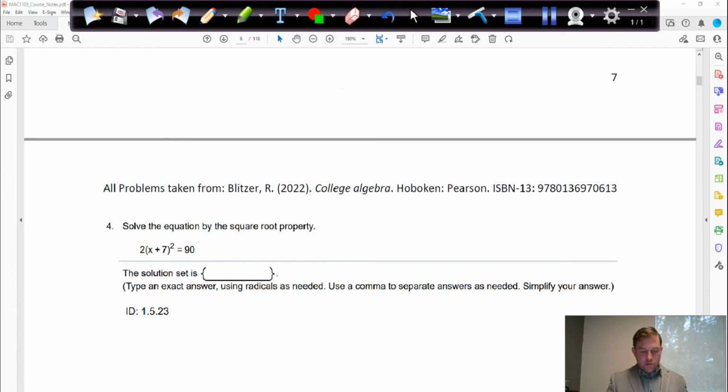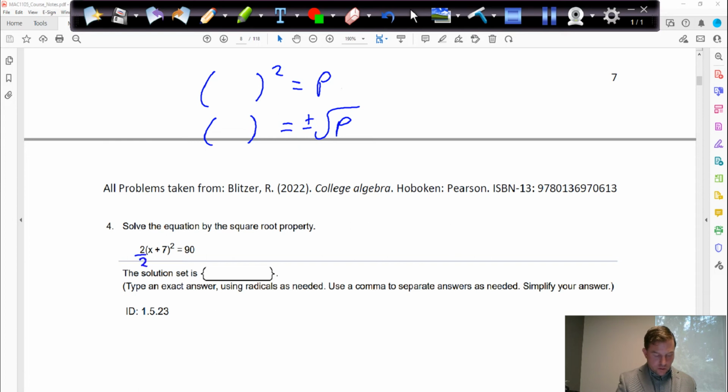What we want to do is try to use that principle we just learned about. We want to try to use the fact that if I have something squared, in fact, let me write it like that. If I have something squared equal a number, then I can get this by itself if I just square root both sides. So to do that, the first thing we have to do is get rid of this 2. So to get rid of that 2, we have to divide both sides by 2. And we'll be left with x plus 7 squared equals 90 divided by 2, 45.